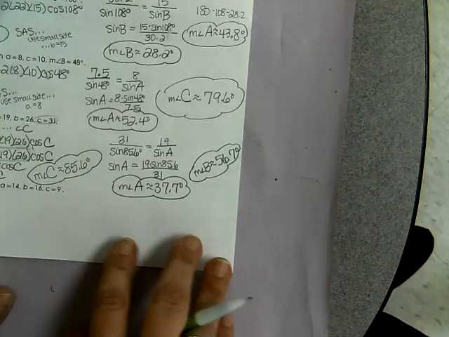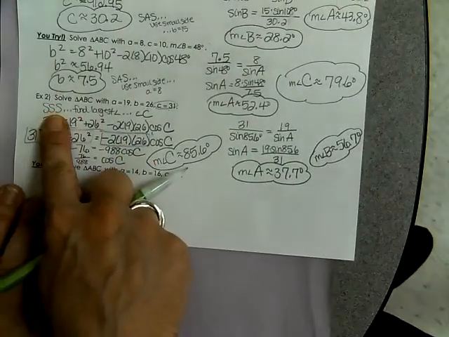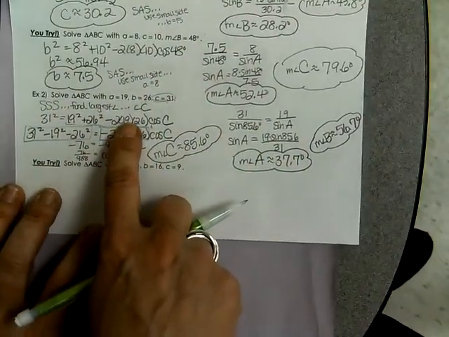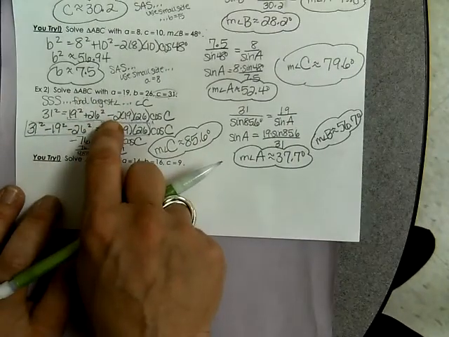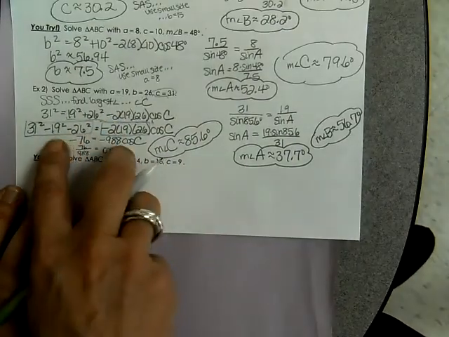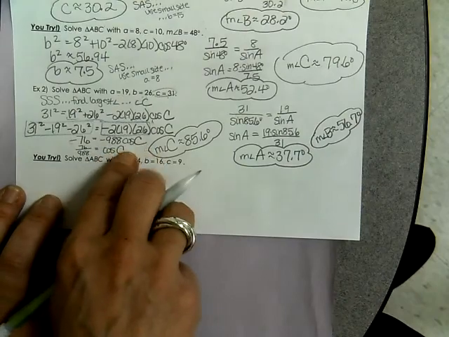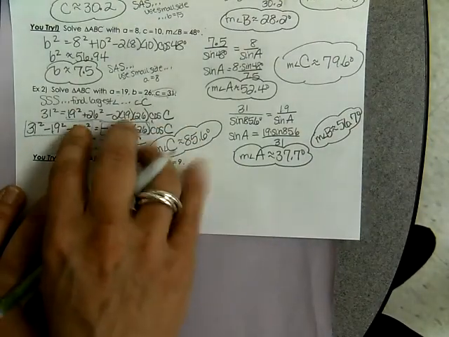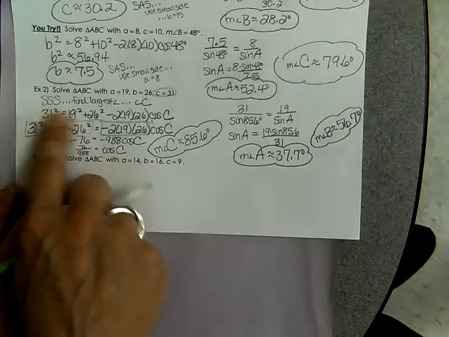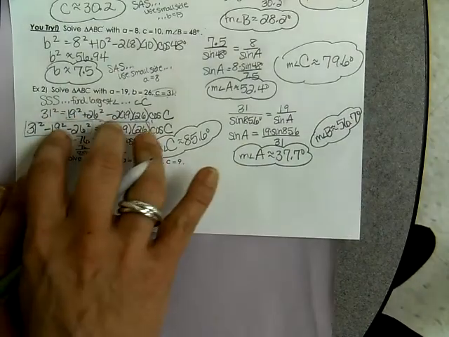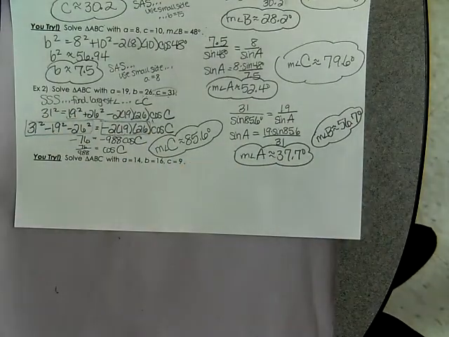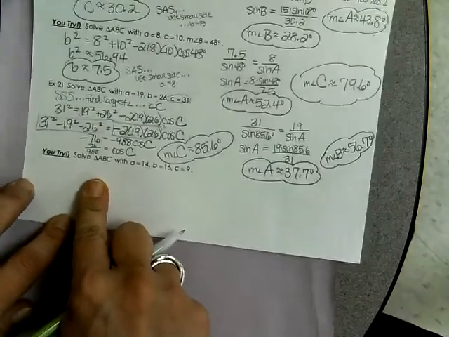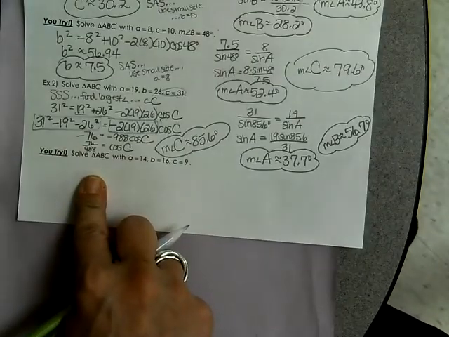So the two things about when you have an SSS case: first, make sure that you always start by finding the largest angle. And then secondly, be very careful when you're isolating the cosine C before you take the inverse. Again, these are my friendly suggestions: move all the squareds to one side, evaluate, then divide and do the inverse. So now take a second and do this, you try, okay?